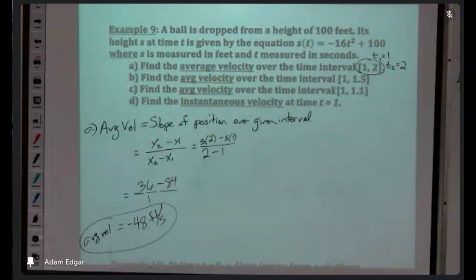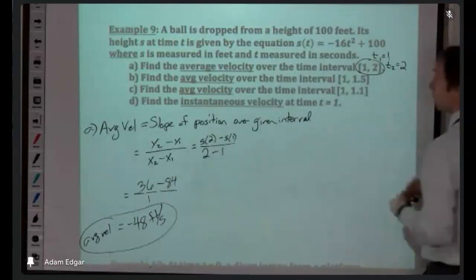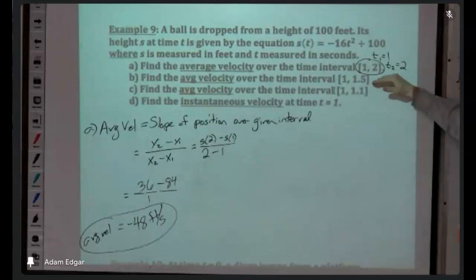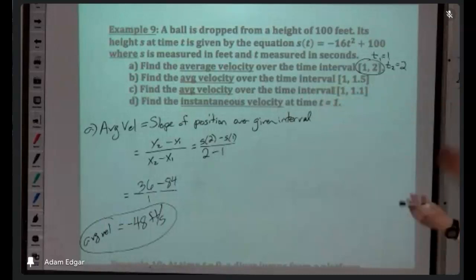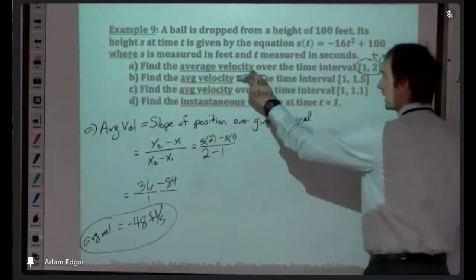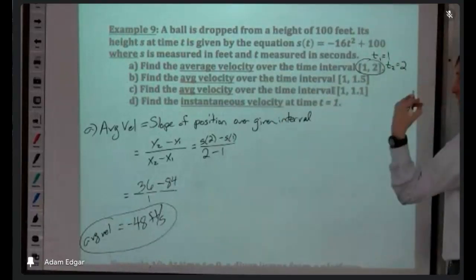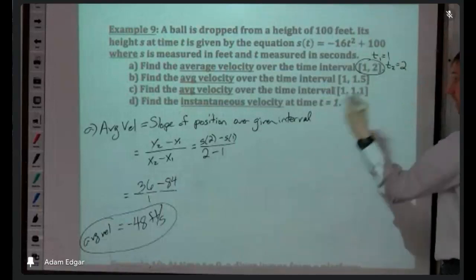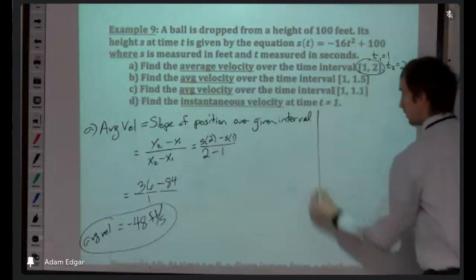Now, go ahead and do it again for yourselves. If you're male, do B, and if you're female, do C, so that we split it up, and then we can have everybody share back what they got. So do it again for B and for C, and then we'll find the instantaneous velocity altogether right at time equals 1.